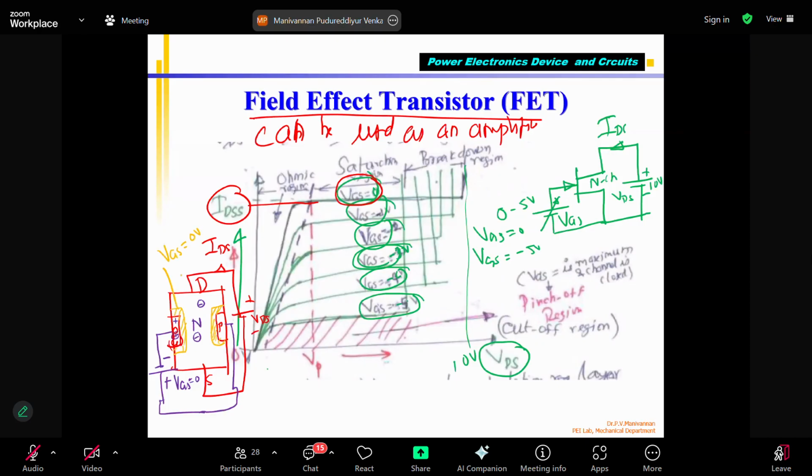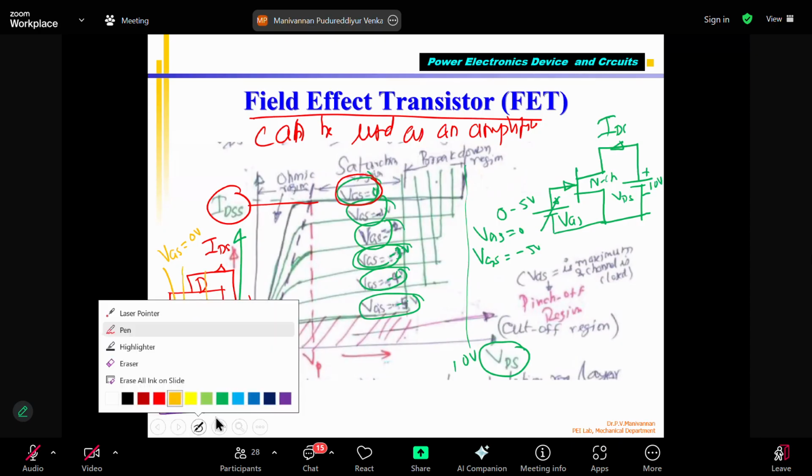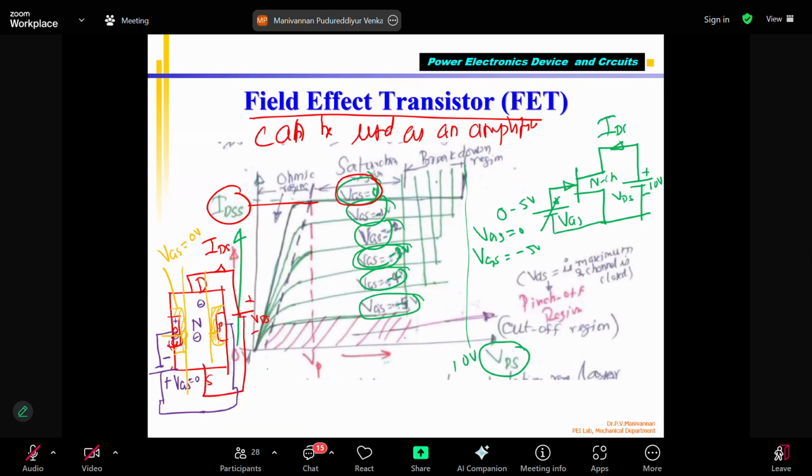Correct? So what is the gate width? The gate width is this width. Let me give a color so you can see it. This width, correct? This is the gate width. So I say it is 100 micrometers, for understanding, right?